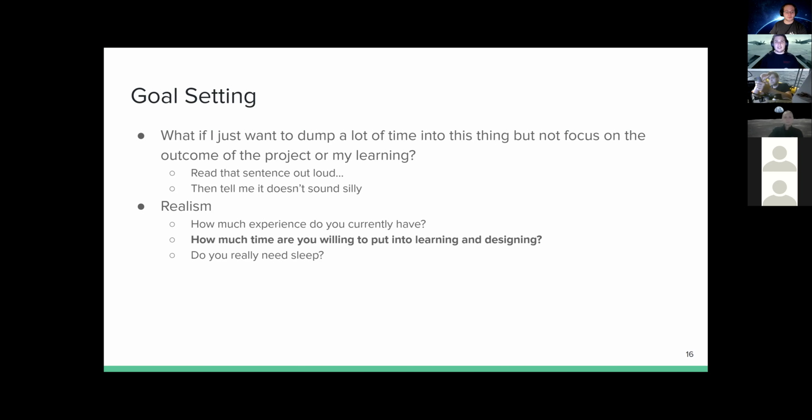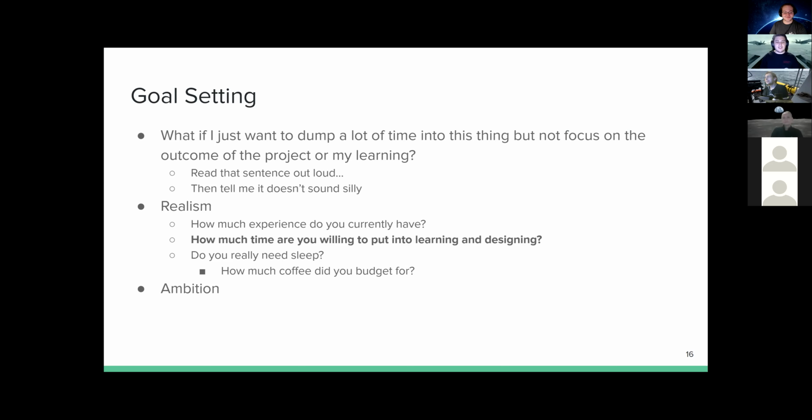And the third bullet is, how much sleep do you really need, and/or how much coffee do you have in your budget? If you're like me, that's none. If you're like Scott, that's a case of espresso double shots every week from Amazon. So, do some self-reflecting, determine what your realistic goals are, what your expectations are for yourself.